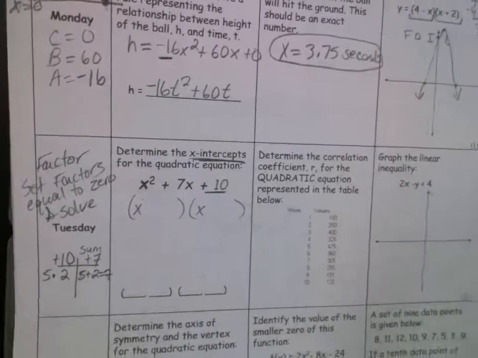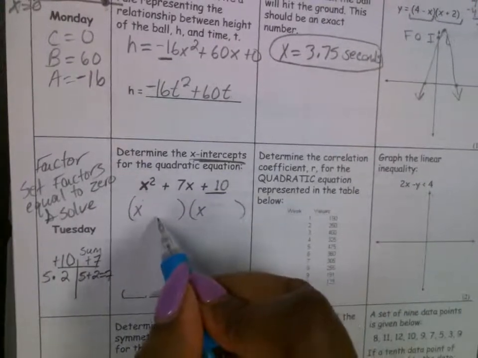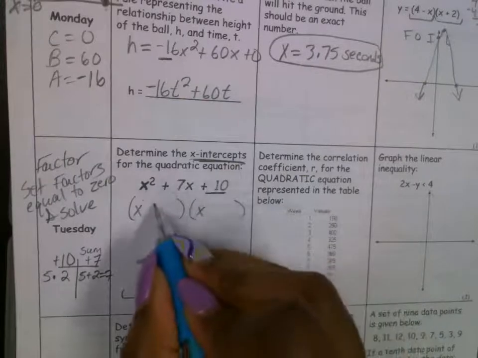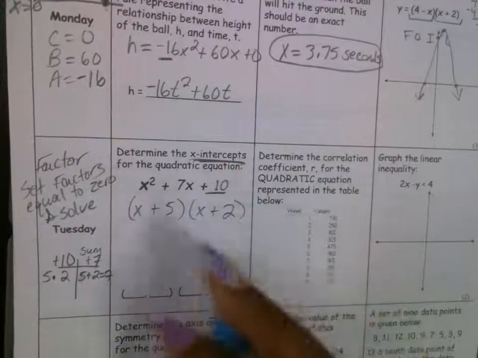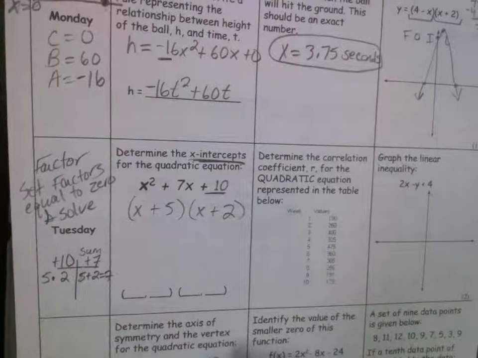So what am I going to put in this first parentheses here? X plus 5. And what do I put here? X plus 2. Any questions about that?